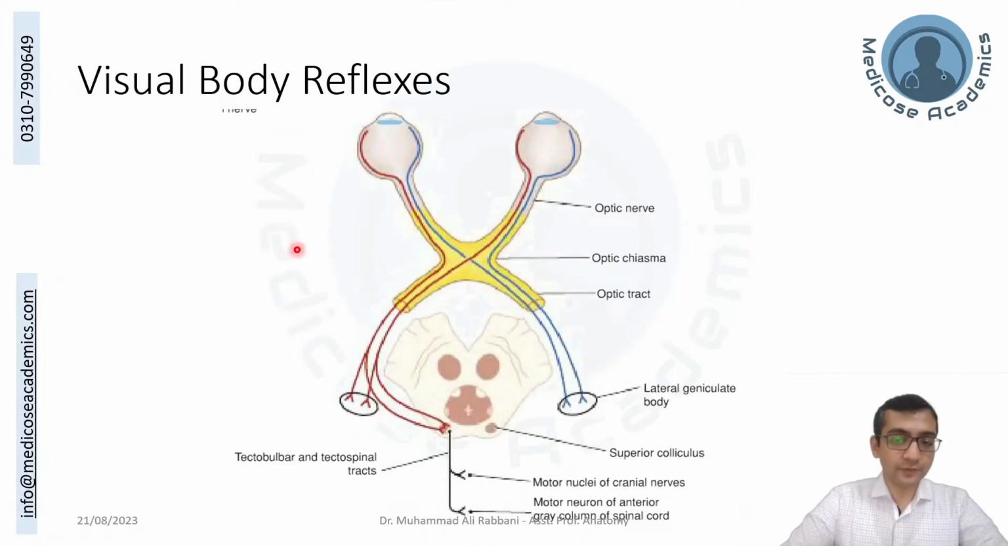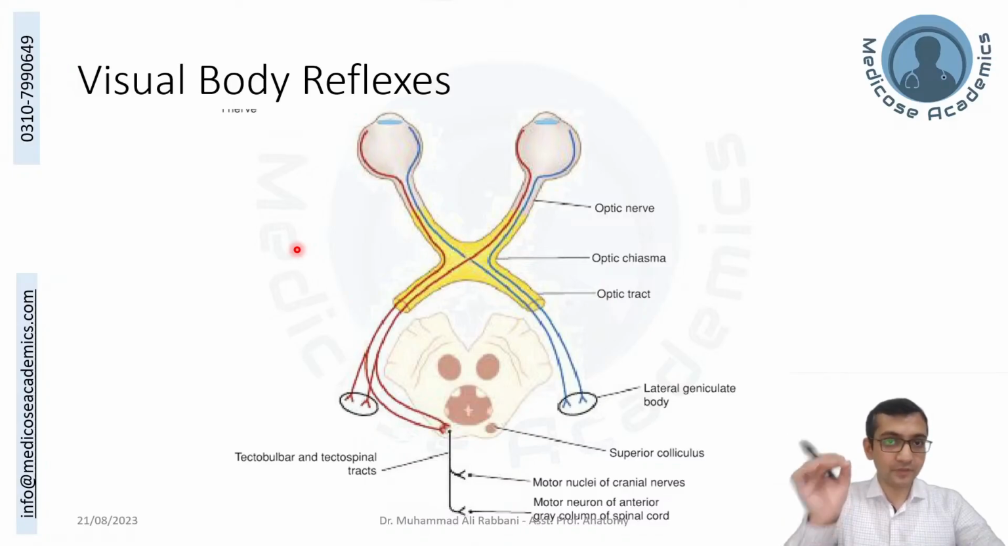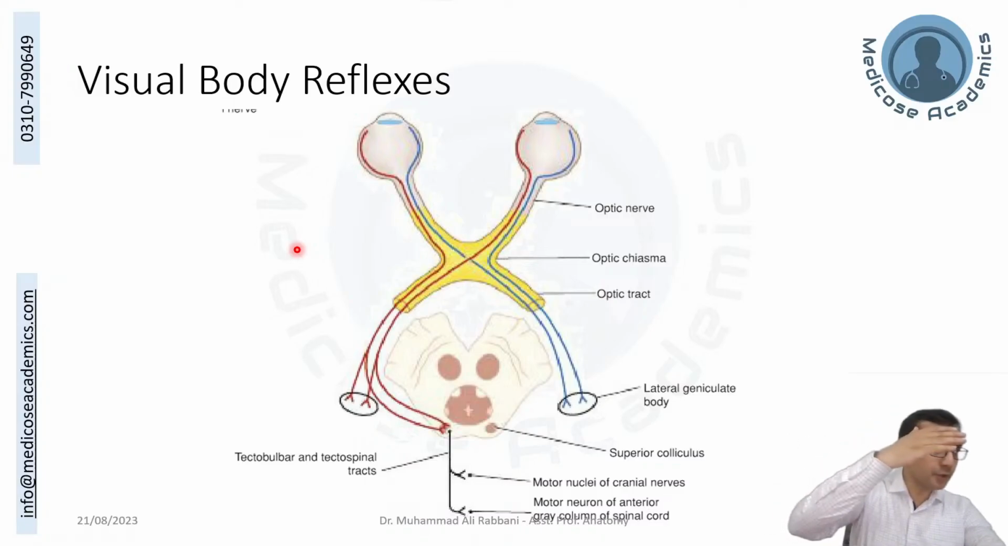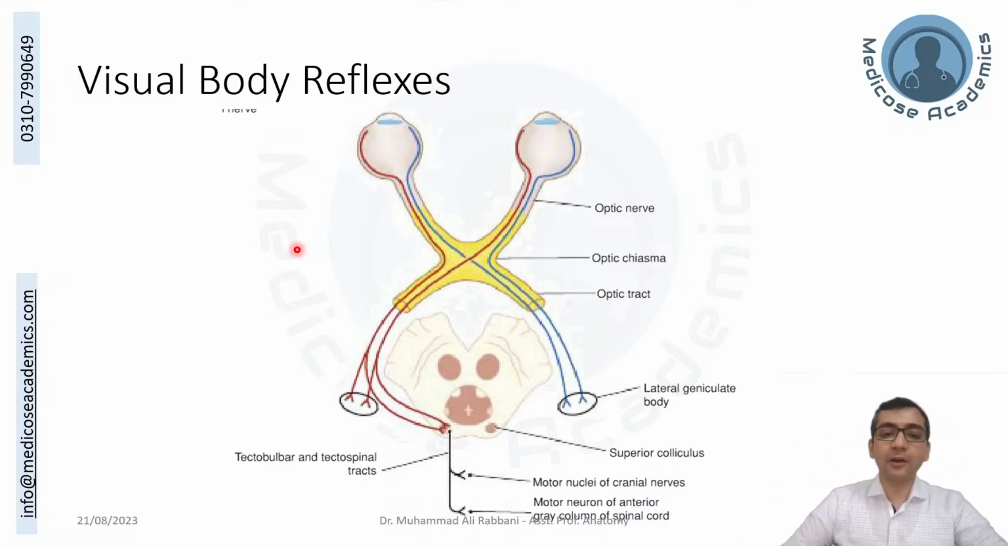Then there are visual body reflexes. These are the reflexes that are generated in response to an immediate visual stimulus. For example, if a bright light is shown in your eye, you blink your eye. If the bright light is shown in your eye, you put your hand up. So these are visual body reflexes. If a bright light is shown on one side, you look towards that side. These are visual body reflexes.